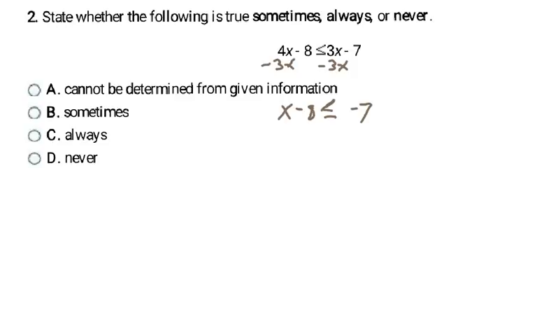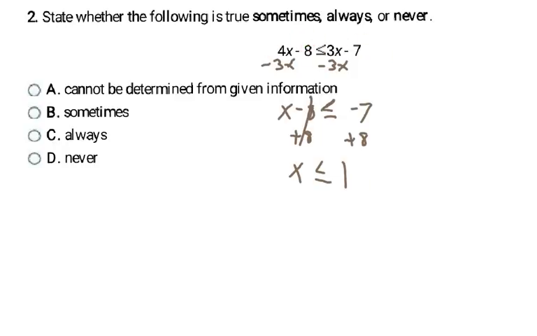Okay, so now I'm going to go ahead and add 8 to both sides so I can continue to get x by itself. These 8's cancel, and I'm left with x is less than or equal to negative 7 plus 8, which is positive 1. Well, this is saying that I can use any number less than or equal to 1 to make this equation true.